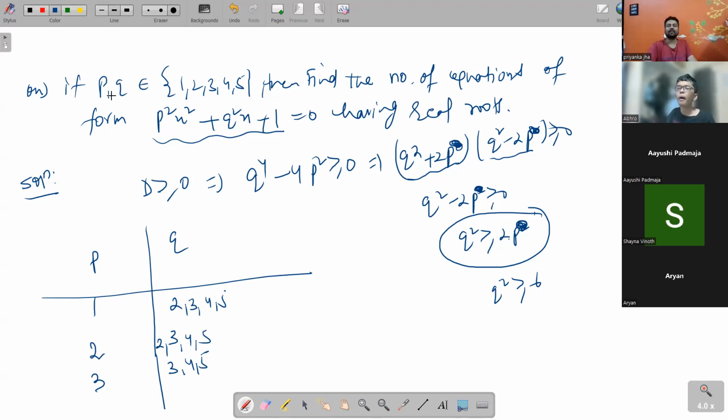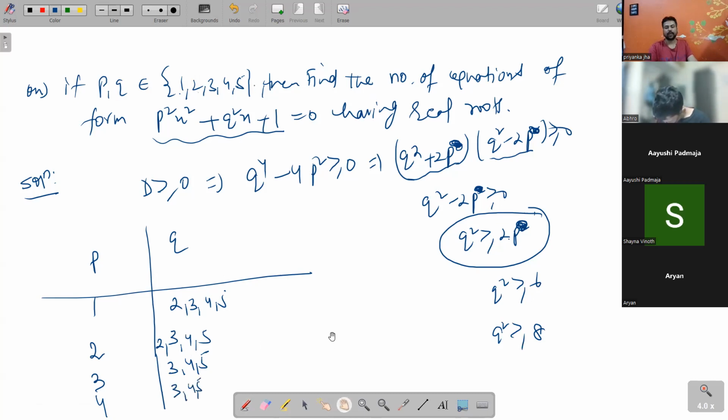Because P and Q can only take positive values, not negative values. So if we take P as 4, then Q square will be greater than or equal to 8. So now you cannot take 1, you cannot take 2, but you can take 3, 4, 5.